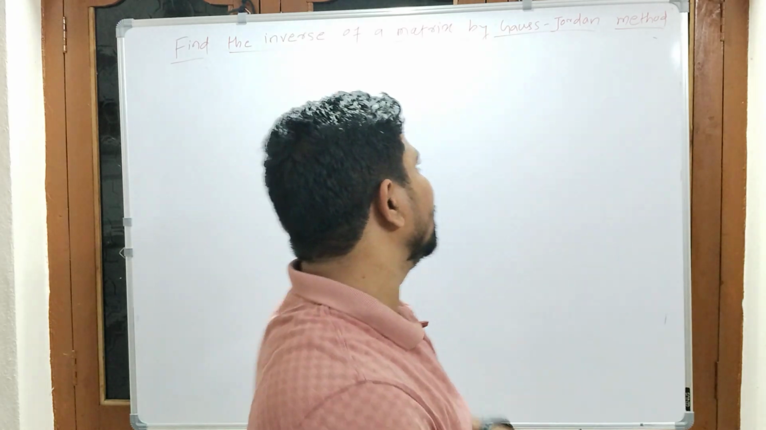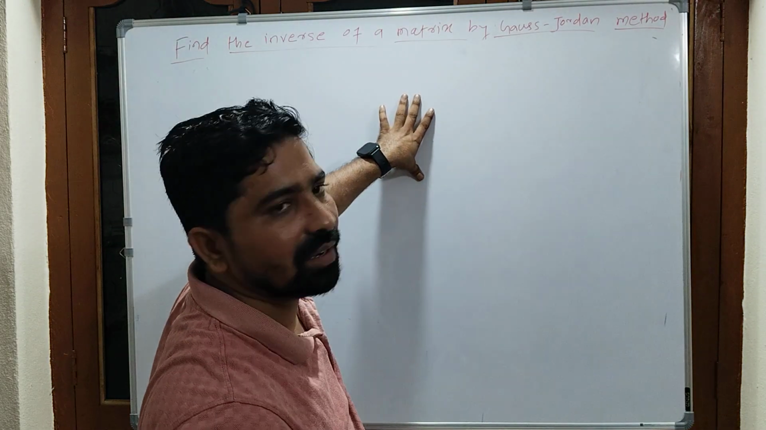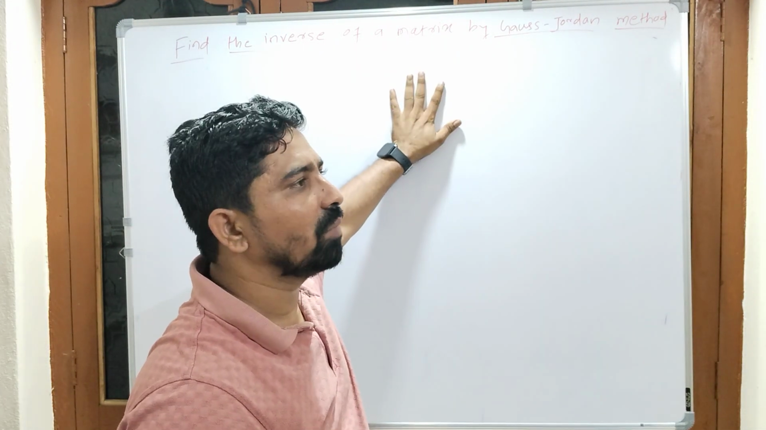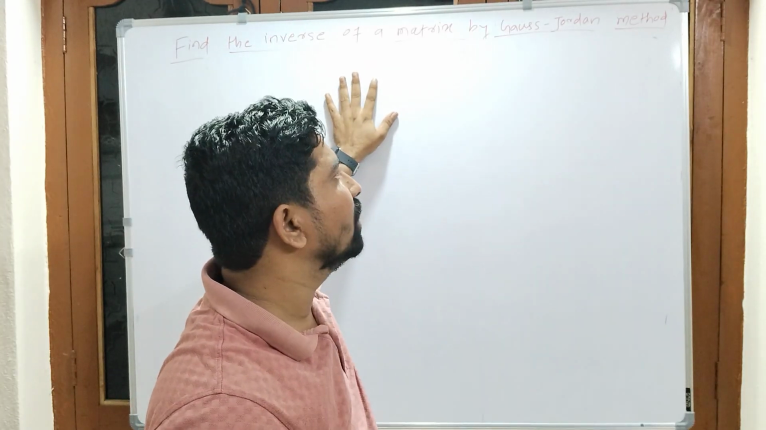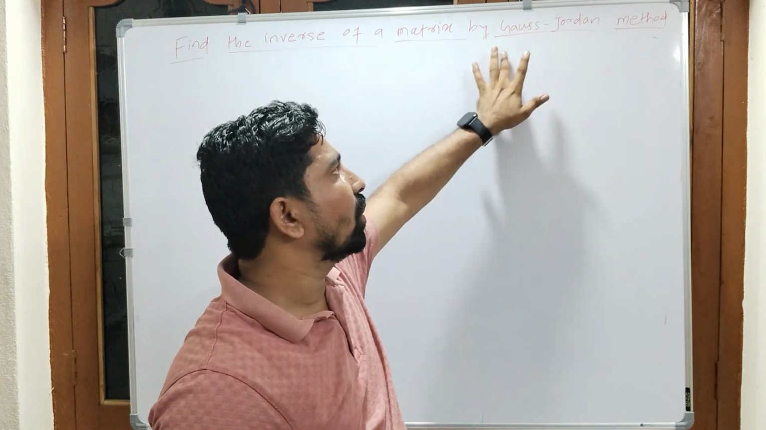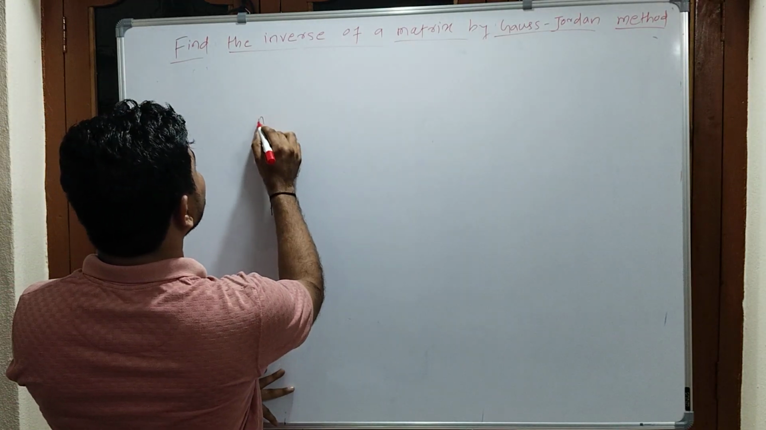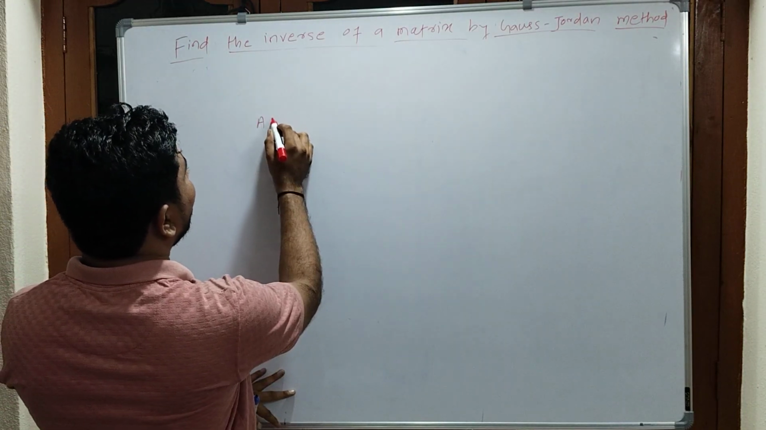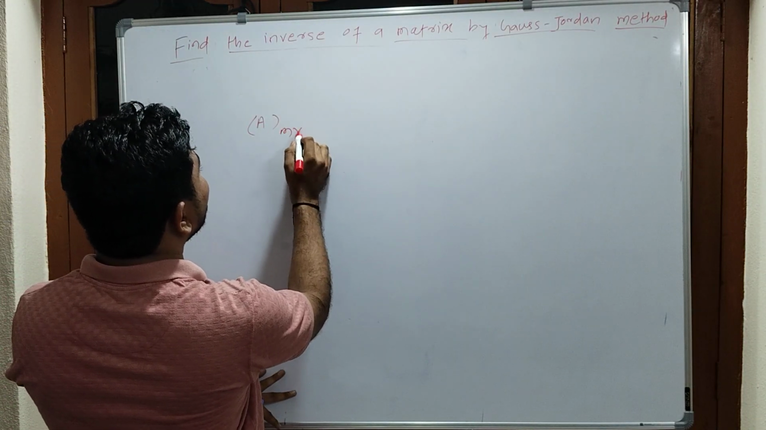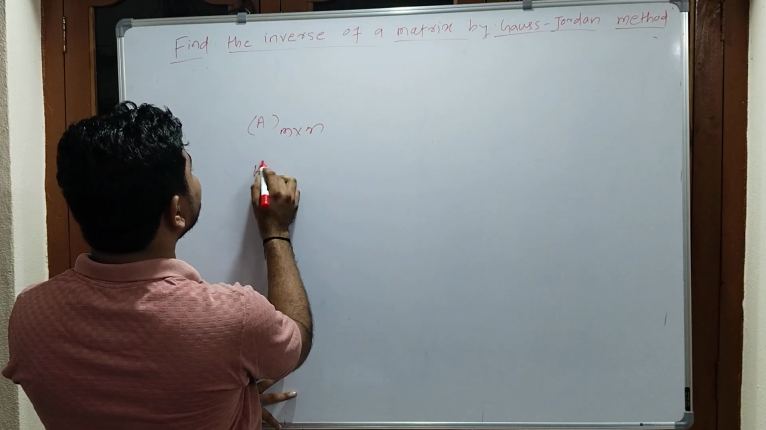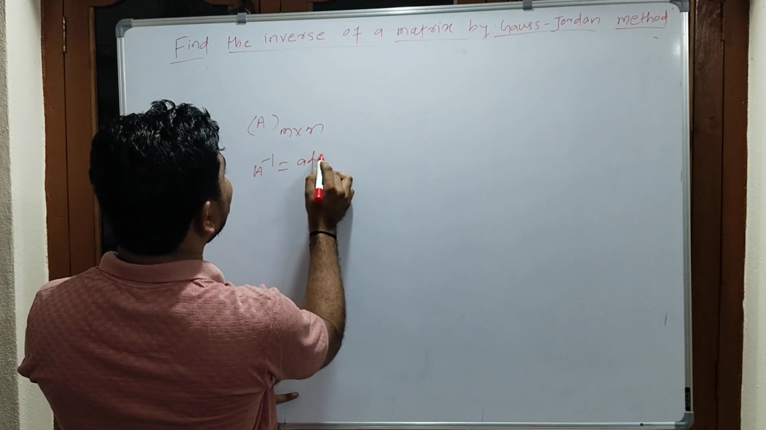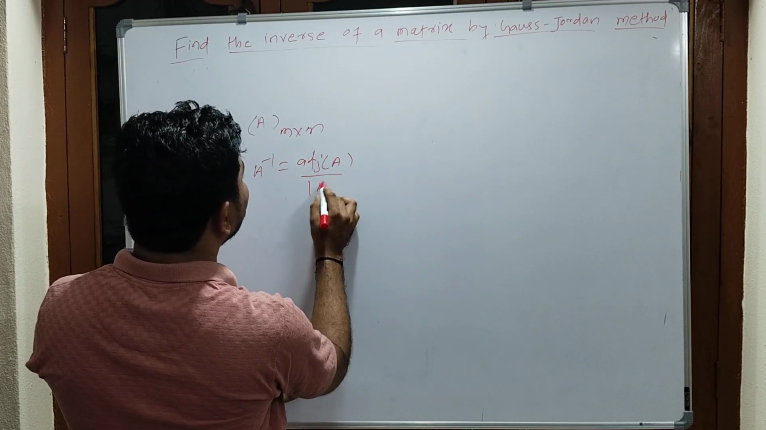Hi friends, in this video I will find the inverse of the given matrix by using the normal method and the inverse of the matrix by using the Gauss Jordan method. Here in intermediate we have learned the inverse. For example, this is the matrix A of order, let's say, M cross M. The inverse of this matrix is A inverse is equal to adjoint of A divided by determinant of A.